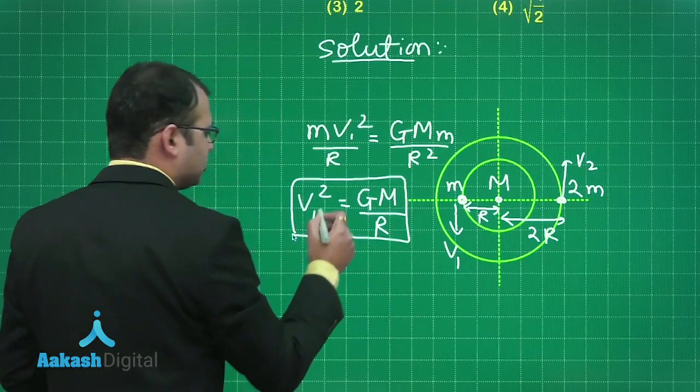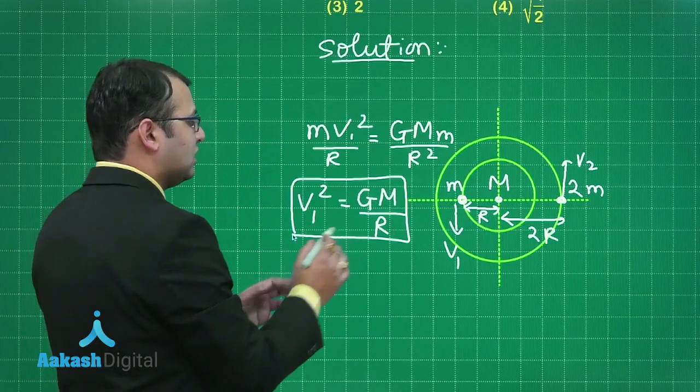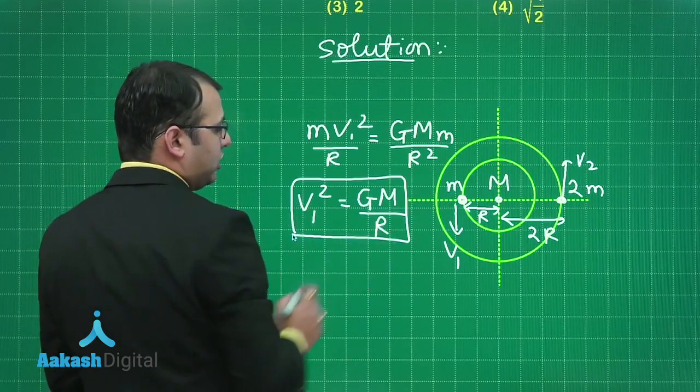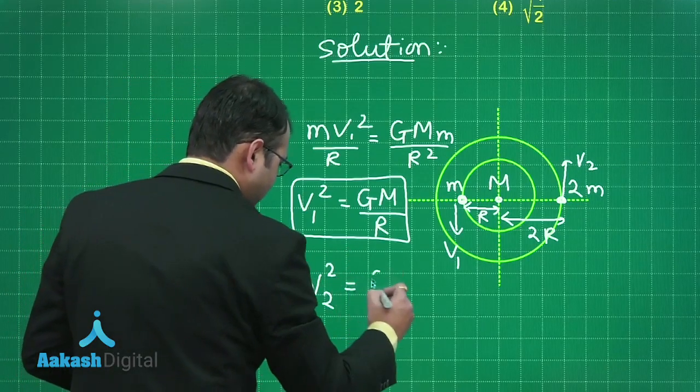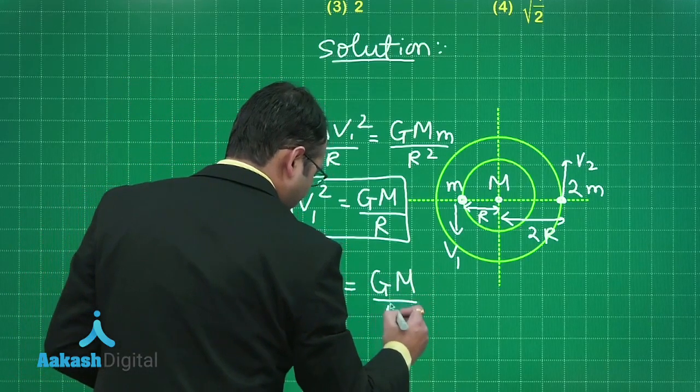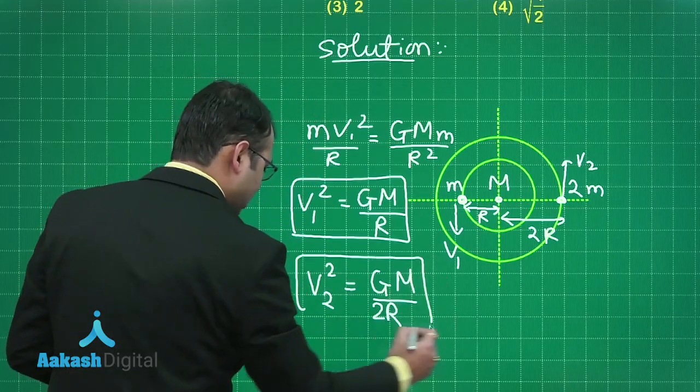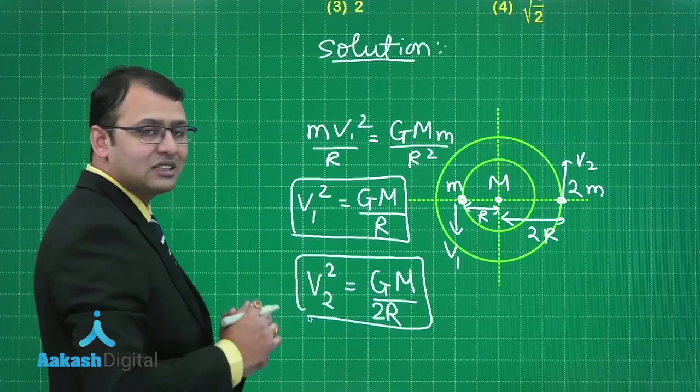That means the mass of the satellite does not have any significance here. Only the v will hold a relation here. Now the next case, v2 square, similarly it would be G capital M by 2r, right? So we have two relations. Let's take this as the first equation, this as the second equation.